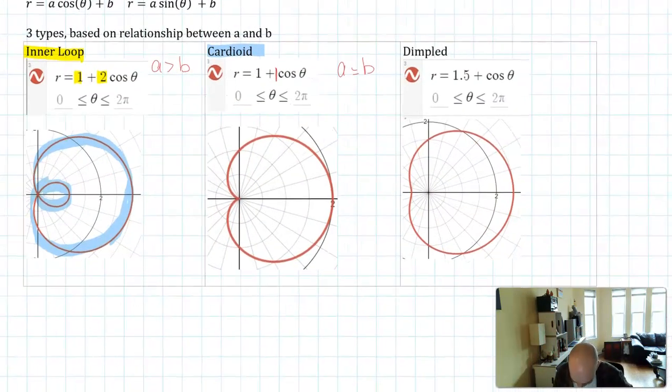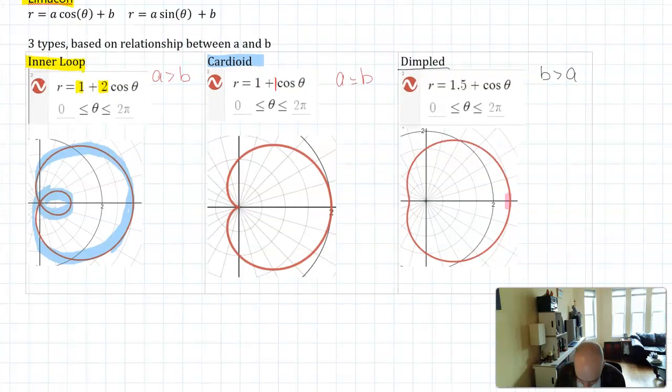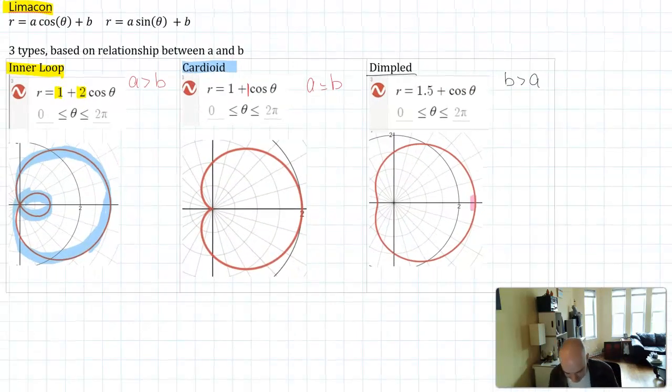And then finally, those two are by far the most common, but you can also have these little dimpled ones where your B value is actually greater than your A value. That means that the curve never hits 0 because it is shifted. The 1.5 means that the cosine plus cosine will never reach 0. So when you graph these around, it does attempt to reach 0, but it just couldn't quite make it. So it has a little dimple and it comes back out. So these are the 3 kinds of Limacon you might see: inner loop, cardioid, and dimpled Limacon.